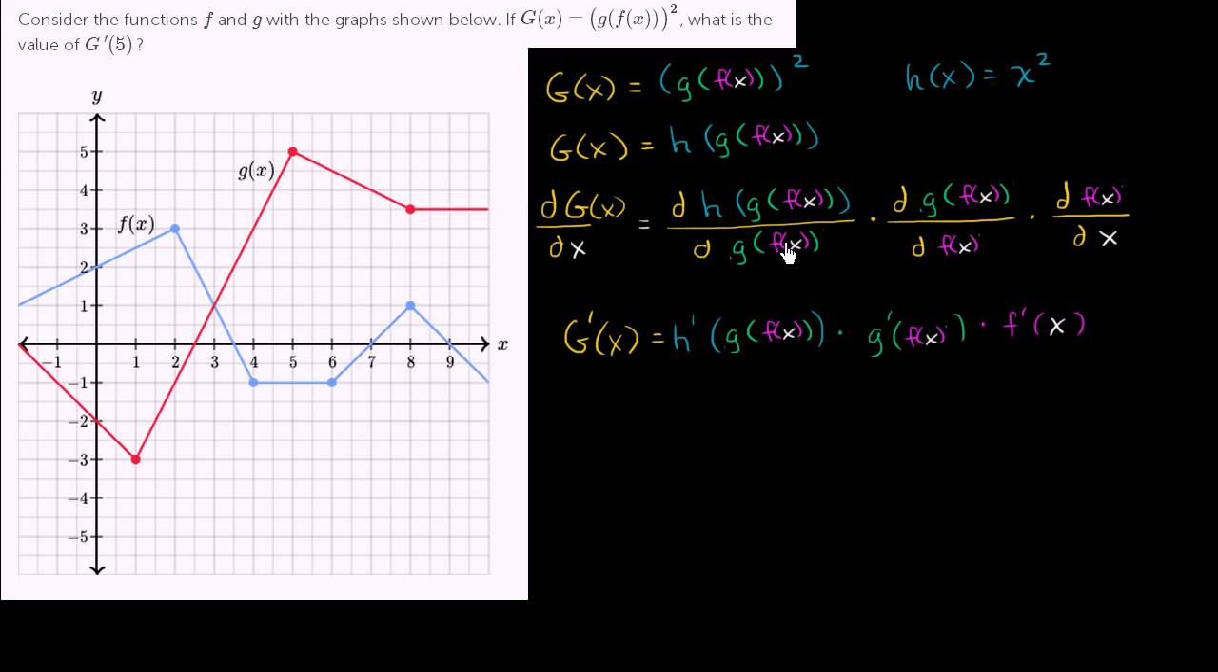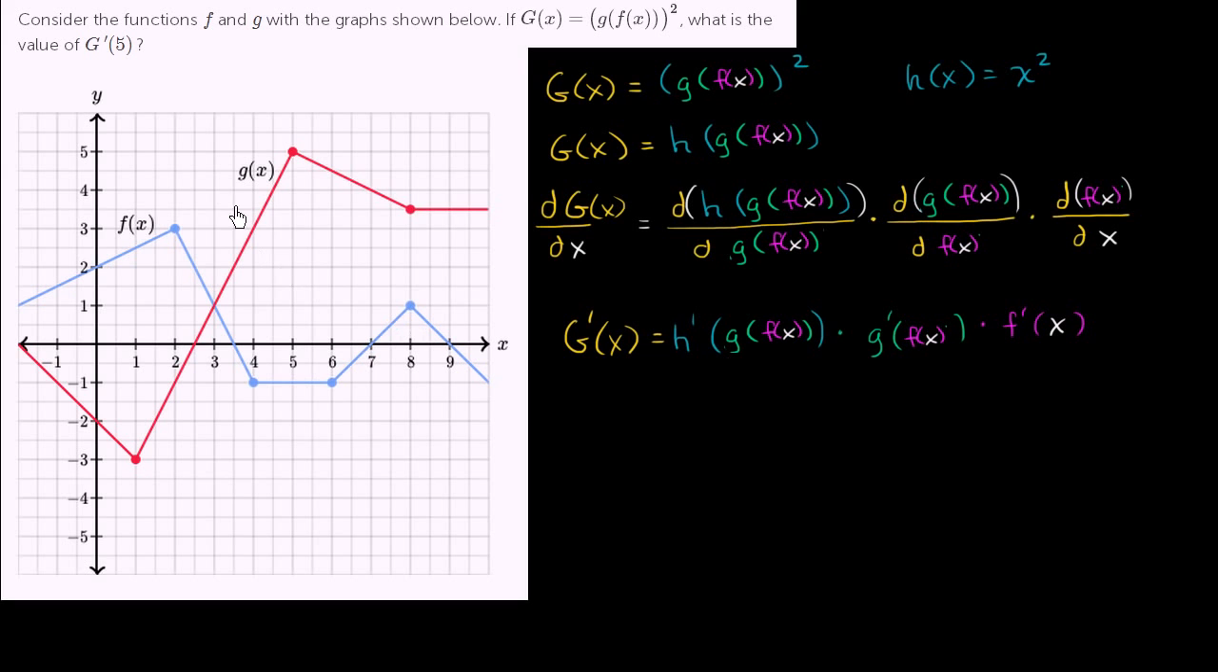When you write it this way, notice that if you did view these as fractions, that would cancel with that, and that would cancel with that. You're taking the derivative of everything with respect to x, which is exactly what you wanted to do. This is h prime of g of f of x. This is g prime of f of x. This is f prime of x.